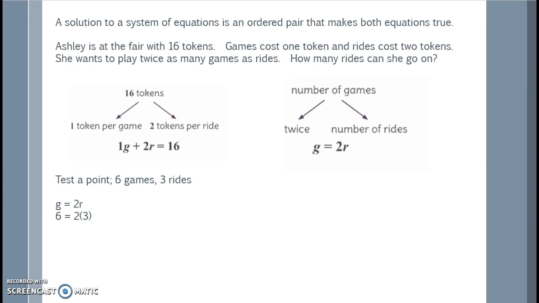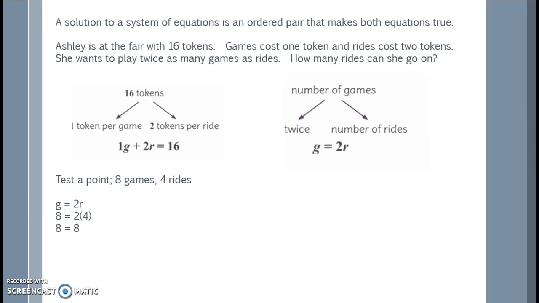So let's try 6 games and 3 rides. So 2 times 3 gives us 6, so it satisfies the number of games that she wants to play. Does it satisfy the number of tokens? So 1 times 6 plus 2 times 3 does not equal 16, since 6 plus 6 is not 16. So let's try a different test point.